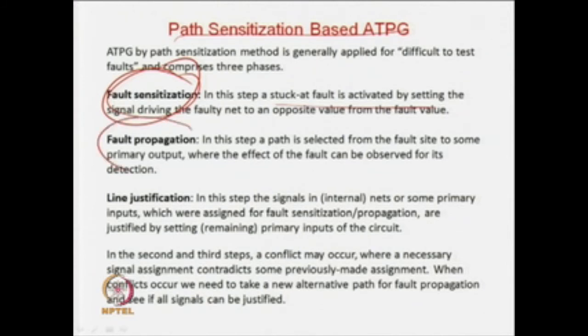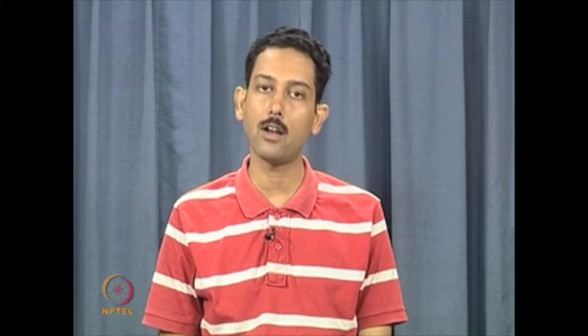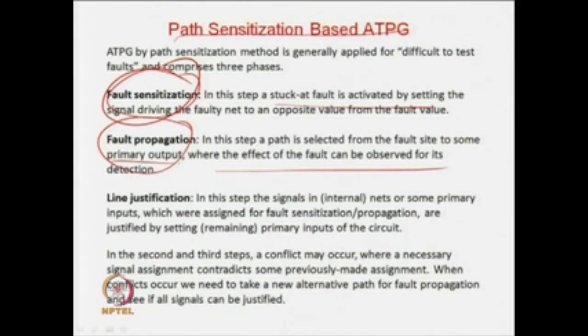Then comes fault propagation, that is, the fault effect has to be sent to a primary output, because in testing we know that we can only control the primary inputs and observe the primary outputs; intermediate lines we cannot control. So, the effect has to go to some primary output where it can be observed.